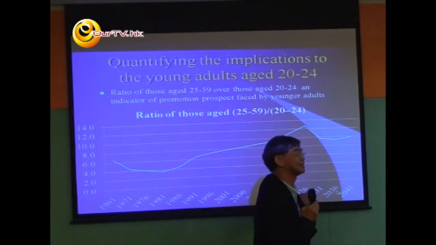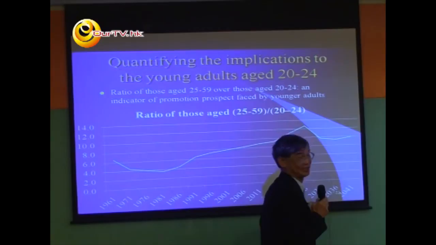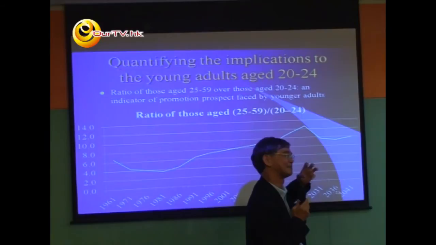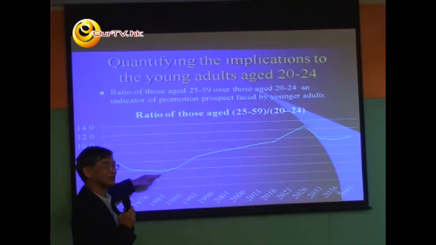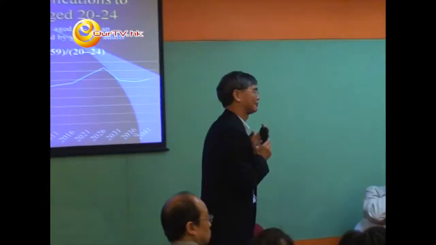By that time we will probably have more university spaces than students, because of the shrinking of our young population at that time. But then it drops quickly, okay, and then it goes up a little bit. But it will never come back to the 70s and 80s, where the promotion prospect is much higher. Okay? That's very indicative of what the young people in Hong Kong are facing right now.